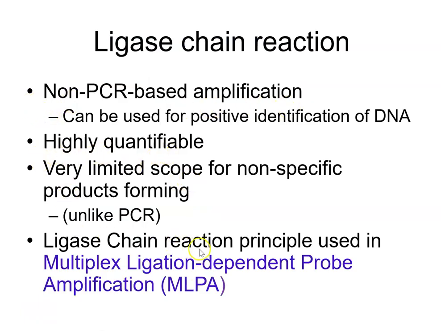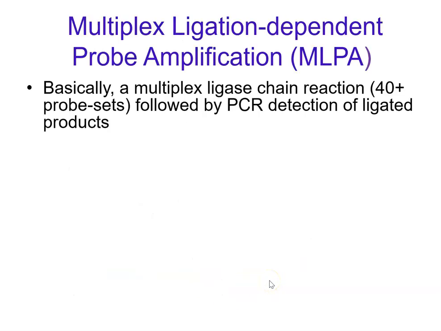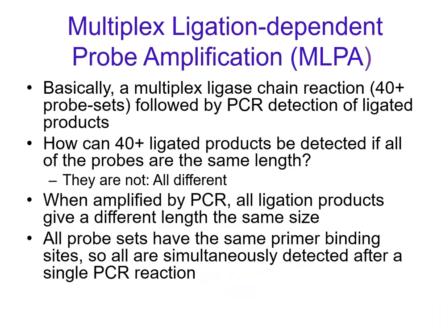It's highly quantifiable. It just isn't used very much because PCR is much more widely used, and there's many different applications. Now the ligase chain reaction principle is used in the first step of multiplex ligation dependent probe amplification, and it's only the first step that is used. So what we are doing in MLPAs is performing that first ligation step with 40 or more probe sets.